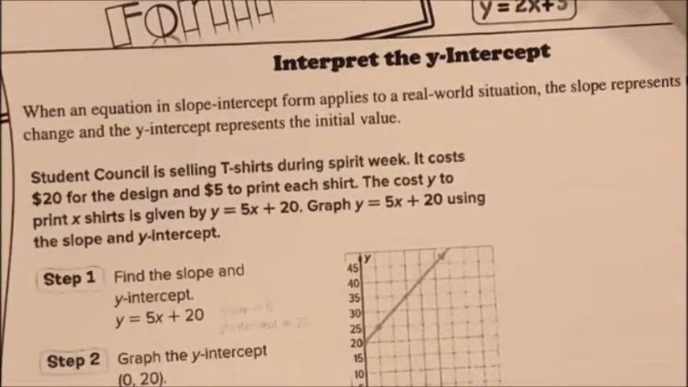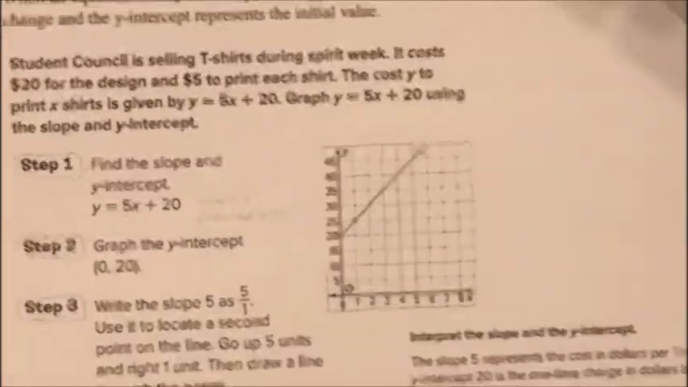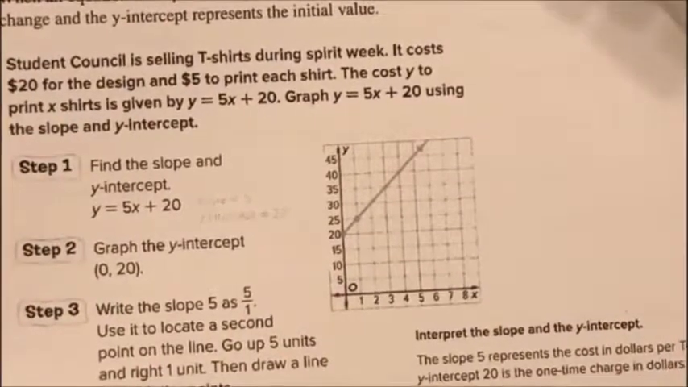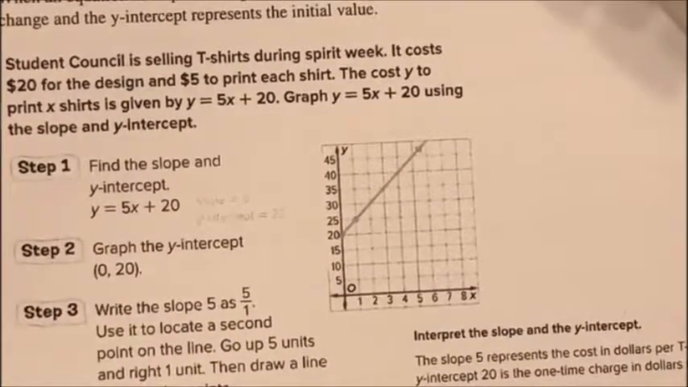Okay. So the example they give me is student council is selling t-shirts during Spirit Week. It costs $20 for the design and $5 to print each shirt. The cost y to print x shirts is given by the equation y equals 5x plus 20. Graph y equals 5x plus 20 using the slope and y-intercept.